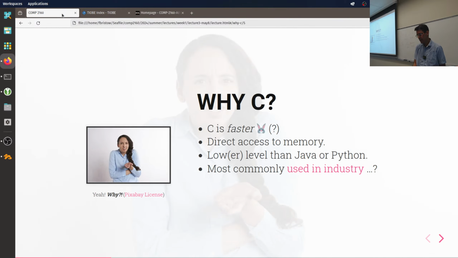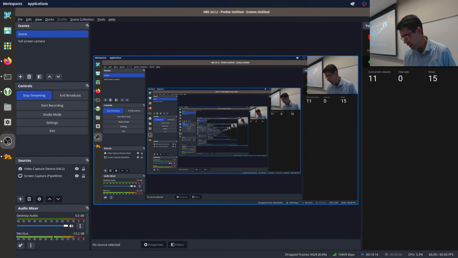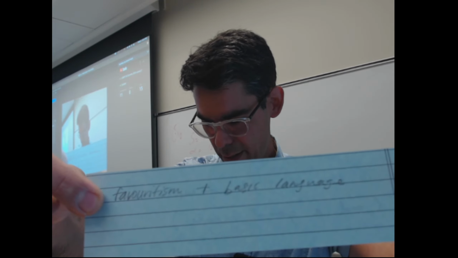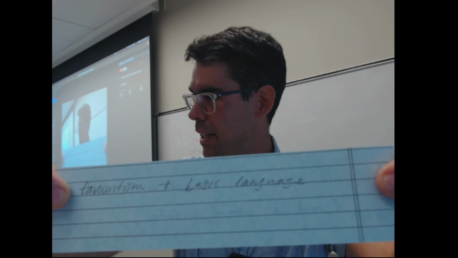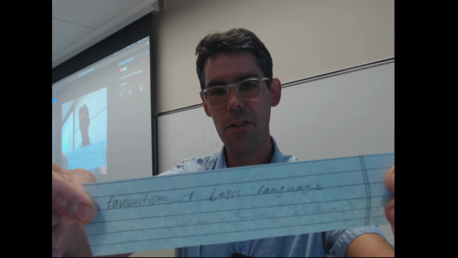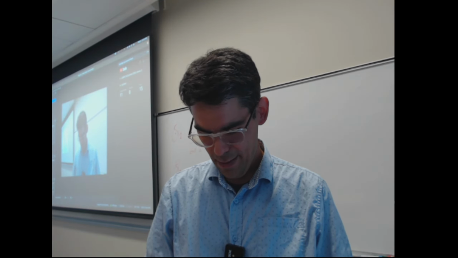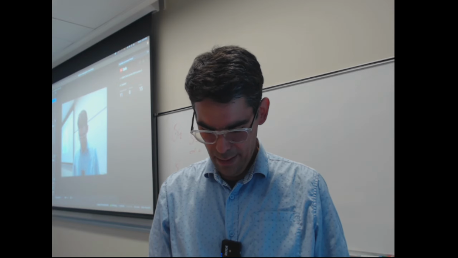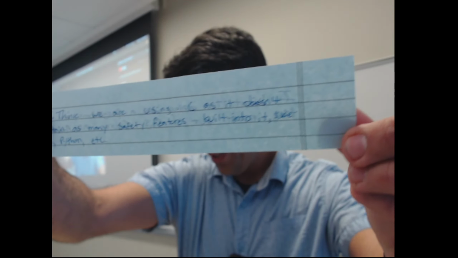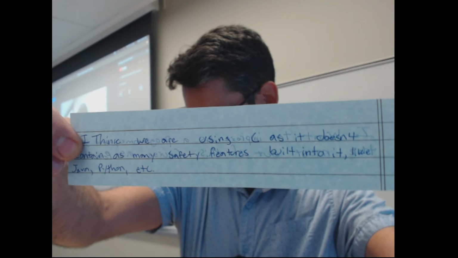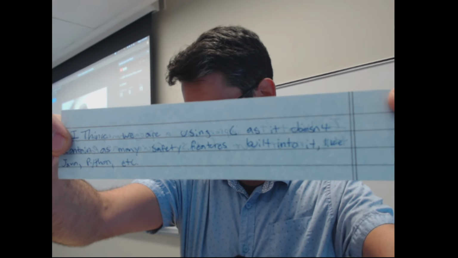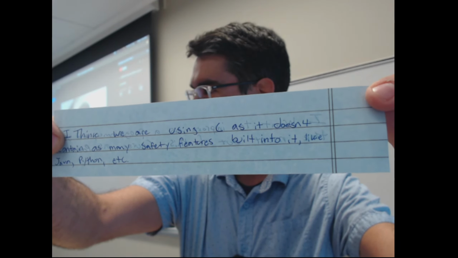Before we get to taking a look at our assignments, I did want to pick out some of these answers that I liked the best. So why did we pick C? Favoritism in basic languages. I guess this is my favorite language. And a good grade. I like this one a lot. This one says, I think we are using C as it doesn't contain many safety features built into it, like Java and Python.